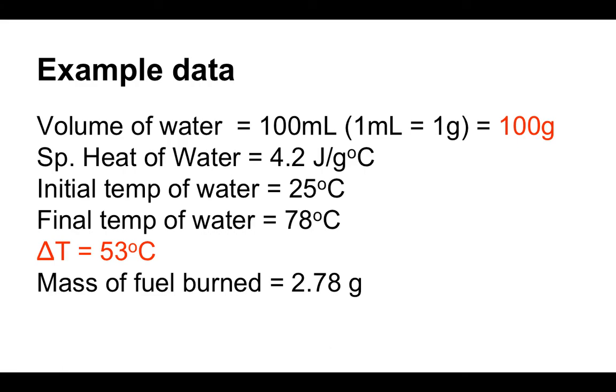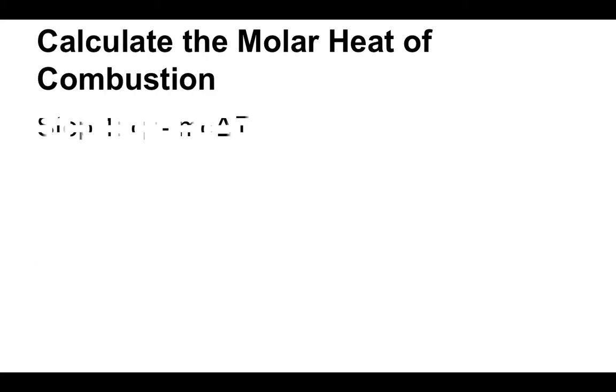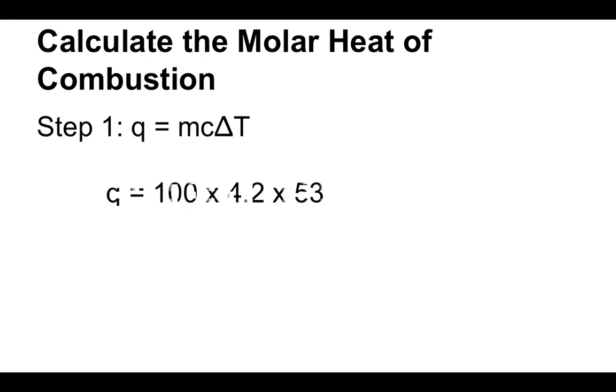So here's our example data. Again, we've got 100 mils of water, or 100 grams, 4.2 joules per gram degree Celsius. Initial temperature is 25 degrees Celsius. Final temperature is 78 degrees Celsius. We have a change in temperature difference of 53 degrees Celsius, and the mass of fuel burned, which is 2.78 grams. So step 1, we need to find Q. Q equals 22,260 joules. Again, it's the same answer as the previous example.